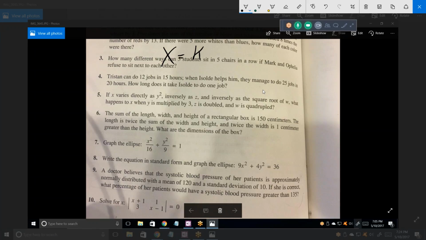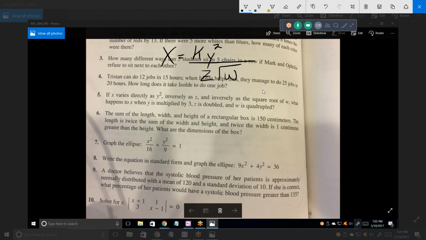So really what it is, k y squared, inversely with z and inversely with the square root of w. I was just missing a k on the top. Exactly. And notice for this problem, that k is immaterial.